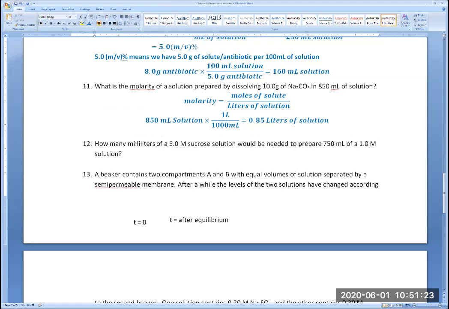And let's do now the 10 grams of Na2CO3. Can someone tell me how I change that into moles? What do I use to change grams to moles? What is the thing I use for that? To change grams to moles? No, it's not Avogadro's number. No, it's not. Let's look at the reference. It's not that.